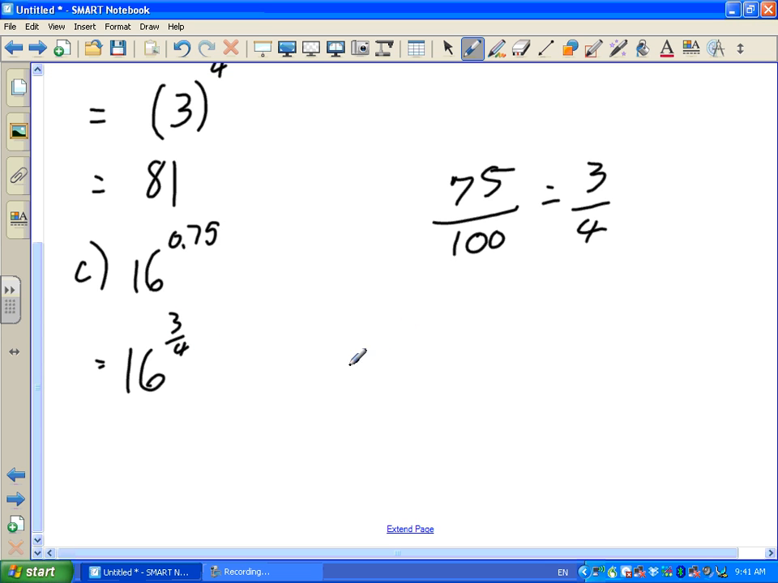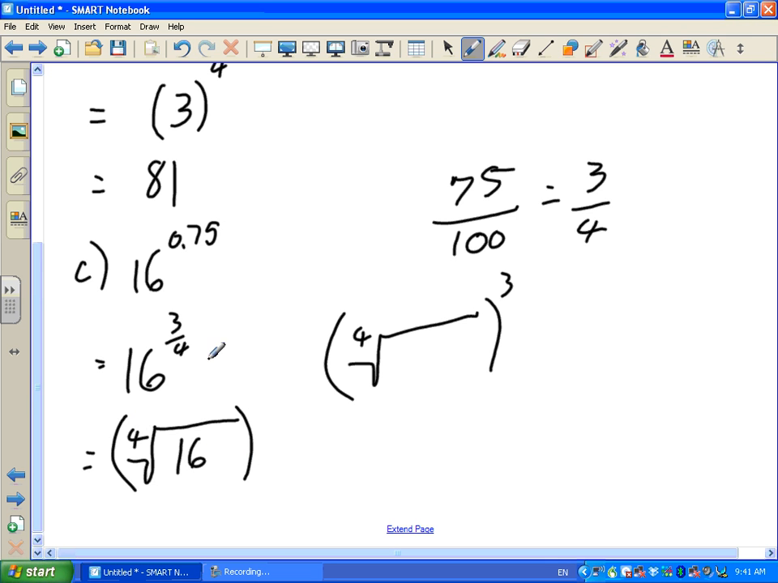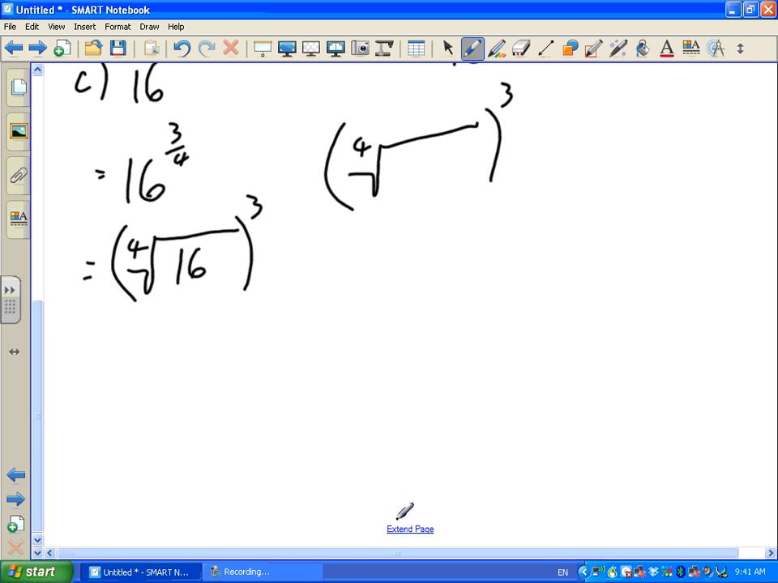And just like before, we take the fourth root of a number and then the power of 3. So I take the fourth root of 16 and put it to the power of 3. The fourth root of 16 is 2, to the power of 3. 2 to the power of 3 is 8.